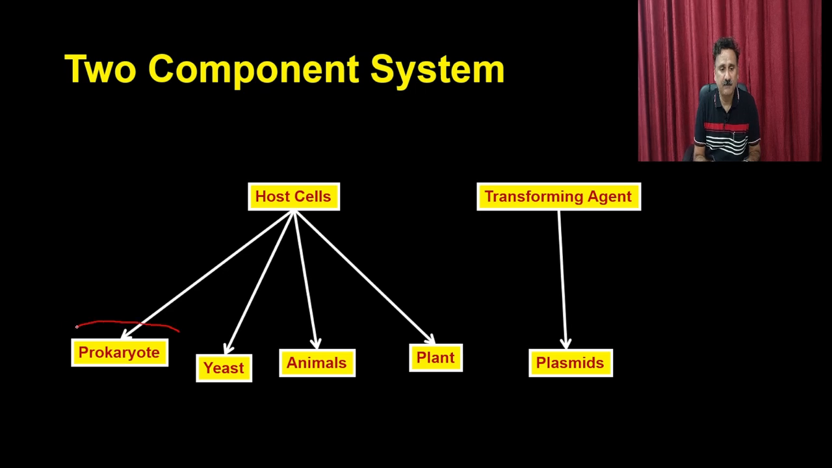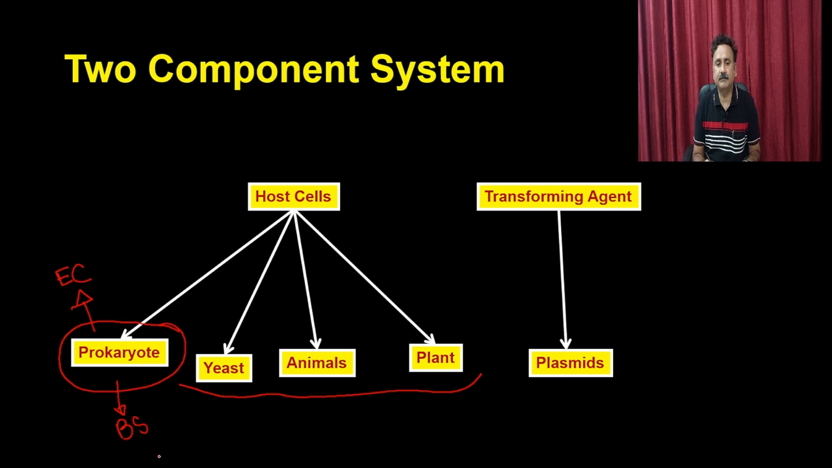So, as you can see, we have two different types of host: the prokaryotic host or the eukaryotic host. In the previous lecture, we discussed the prokaryotic host, E. coli and Bacillus subtilis. Now, in today's lecture, we will discuss yeast, the mammalian system, and the insect cell line as the host. So, let us start by discussing yeast as a host cell.